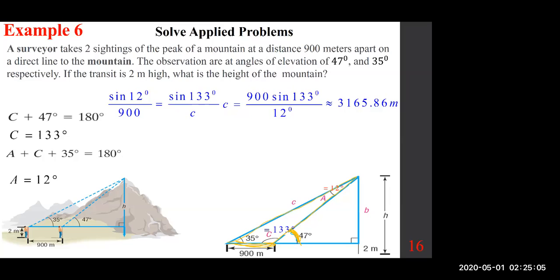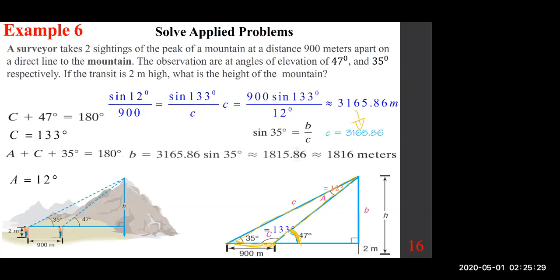is found. Now, if you look at the big picture, the big triangle, you see that sine of 35 degrees is B over C, where C is just found, right? C is just found. Replace the C and B is the cross product. Okay, so B is 3,165.86 times sine of 35 degrees, and that is 1815.86 or 1816, and the proper units, okay?